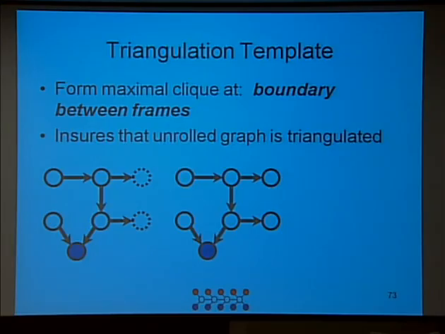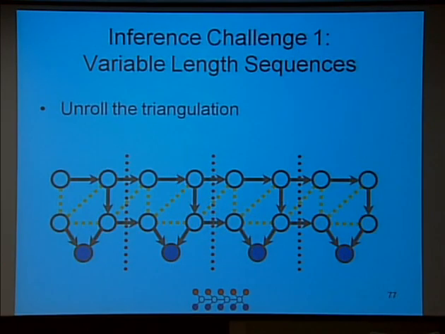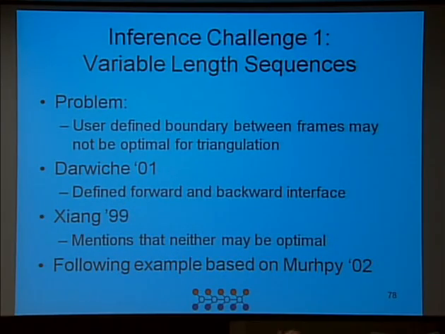If you look at the graph here, if I add this edge and this edge, this is connecting the variables that connect the boundary between frames. And then once you have the boundary, you just triangulate a single frame. So here's the single frame with just the boundary connected. And now we add some edges so that this chunk is triangulated. And then we unroll the triangulation. So this is the previous slide, just with this graph repeated 4 different times. OK, now we have the problem.